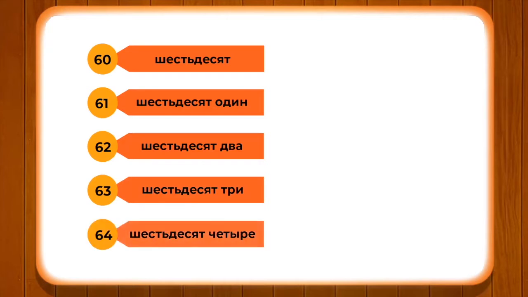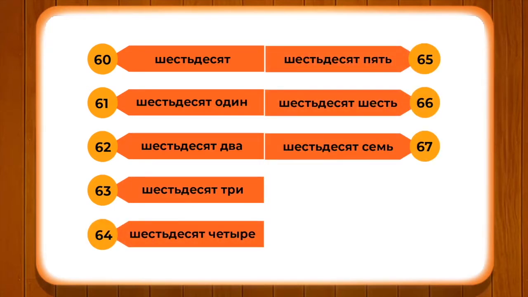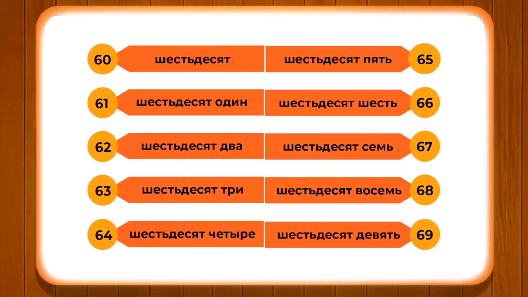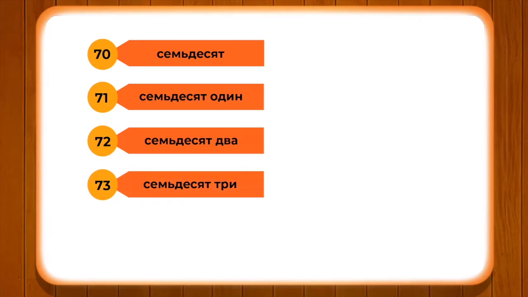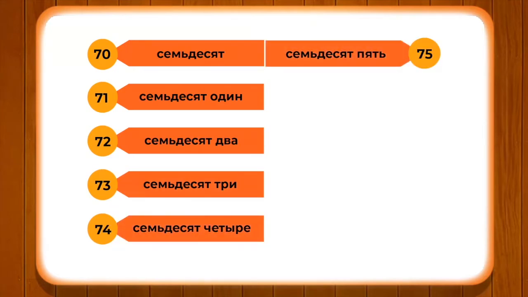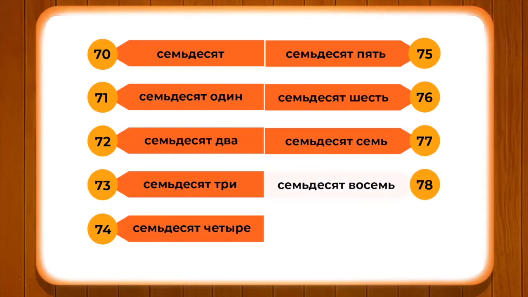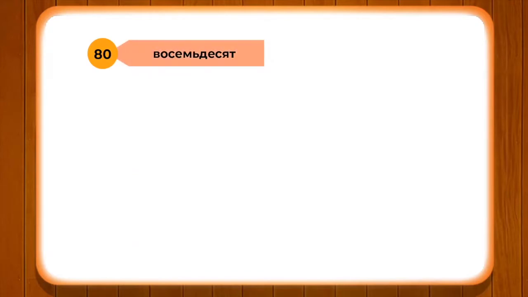63, 64, 65, 66, 67, 68, 69 and then 70. 70 is 70. From 71 to 80, in similar fashion you can count 71, 72, 73, 74, 75, 76, 77, 78, 79, and after that 80.